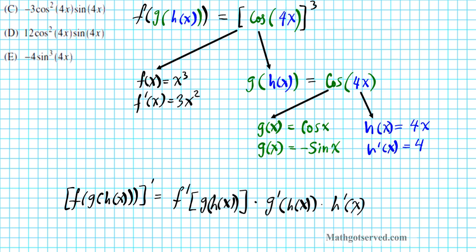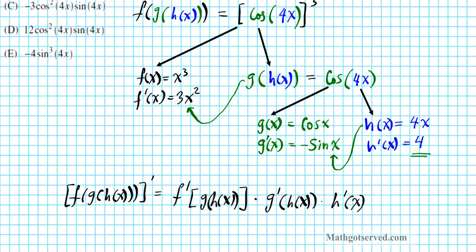We already have f prime of x. We're going to plug g of h of x into x for f prime of x to get the first part. Then we're going to take h of x and plug it into g prime of x, multiplied by h prime of x. And that will be our derivative. Let's go ahead and write it down.